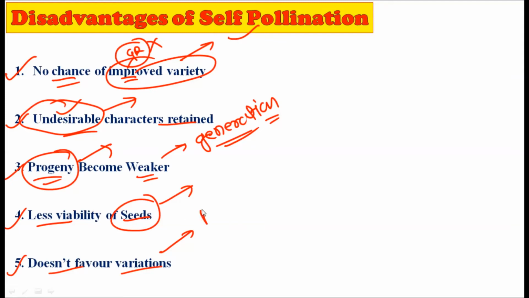Now, variations are considered a very important part of evolution because variations make the organism very well adapted to the environment. But in the case of self-pollination, there is no variation because self-pollination is occurring and the organism has the same genetic material. That is why it does not favor variation or the process of evolution.